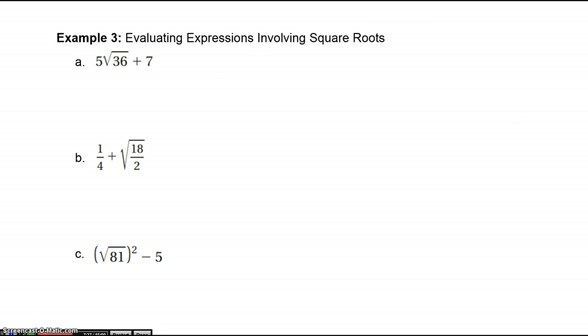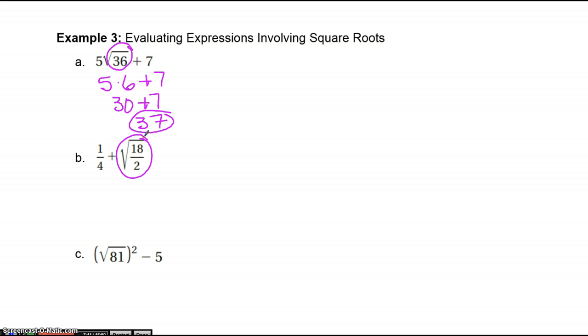All right, so when you evaluate this expression, the first thing you always want to do is your square root. So the square root of 36 is 6. So this would be 5 times 6 plus 7. Then order of operations, you do 30 plus 7. So the answer to A is 37.